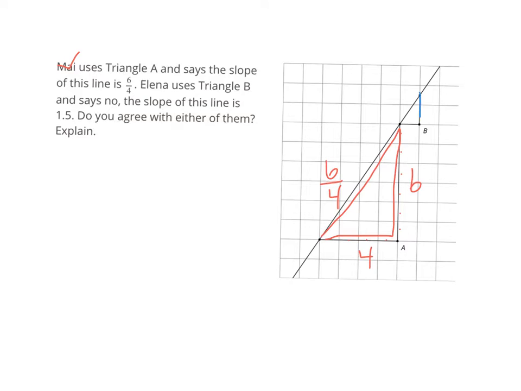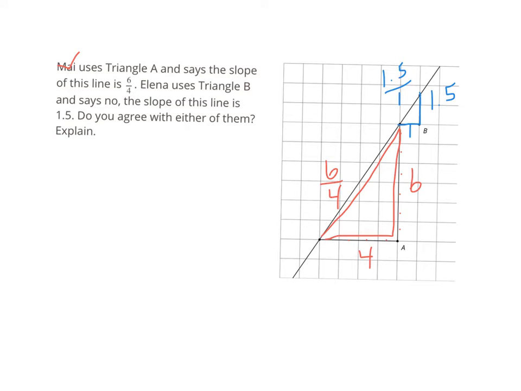So if you take a look at triangle B, which I'm outlining in blue, you can see that the vertical side is 1.5 and then the horizontal side is 1. So that has a ratio of 1.5 over 1.